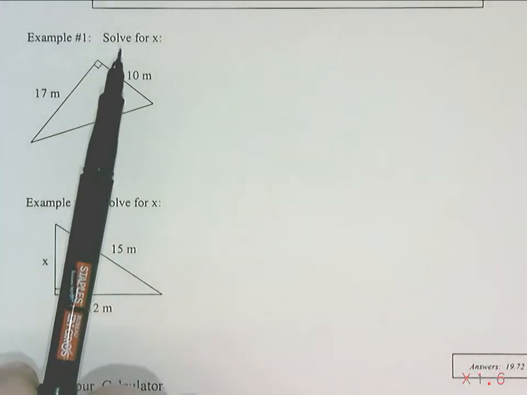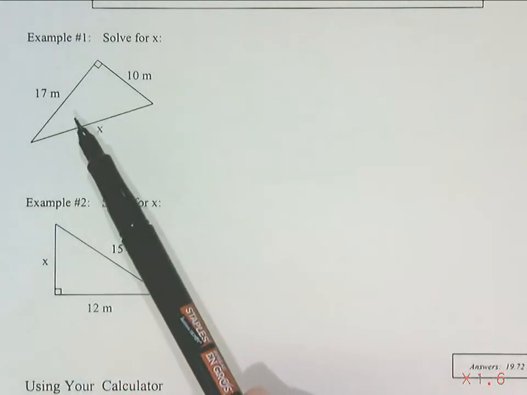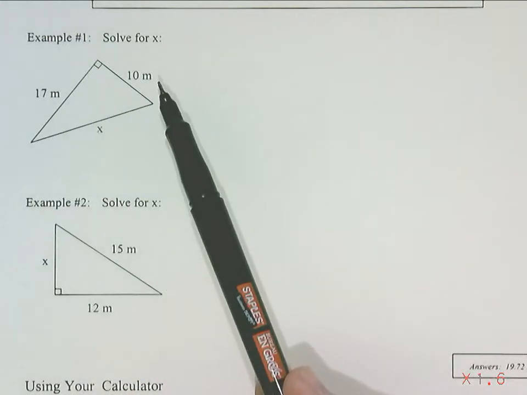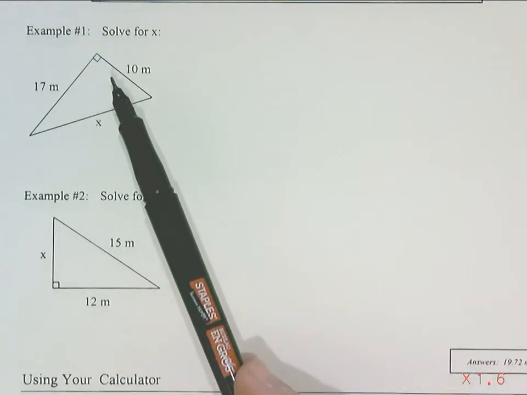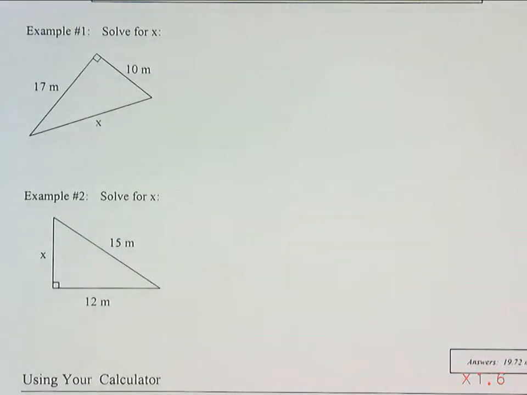The first one says solve for x. We have a side of 17 meters, a side of 10 meters, and a missing side x. I also notice that there's a right-angled triangle, which tells me that I can use the Pythagorean theorem. The first step is to identify the sides in the triangle.